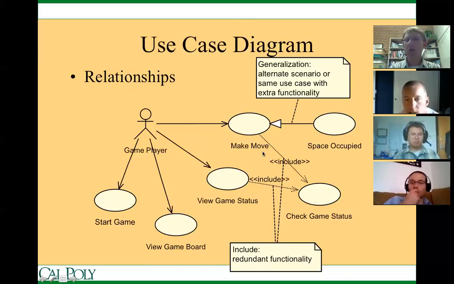Is there a winner? If so, then we'll announce that. Or maybe there's some function in the application for the game player to say, what's the current status? Has anybody won? Then it's obviously going to check the game status. So those are the two relationships in use case diagrams. We've got the use cases, we've got the actors, and we've got these relationships, includes and generalization.